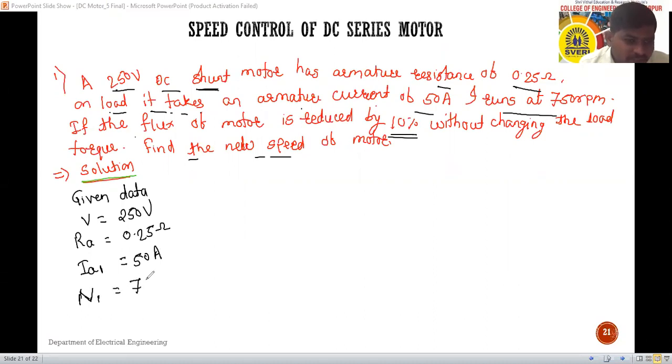750 revolutions per minute, no? So this is nothing but speed. We have represented that speed as n1, the initial condition of speed n1, which equals 750 revolutions per minute. Now see, if the flux of the motor is reduced by 10%, then the motor flux is reduced by 10%.